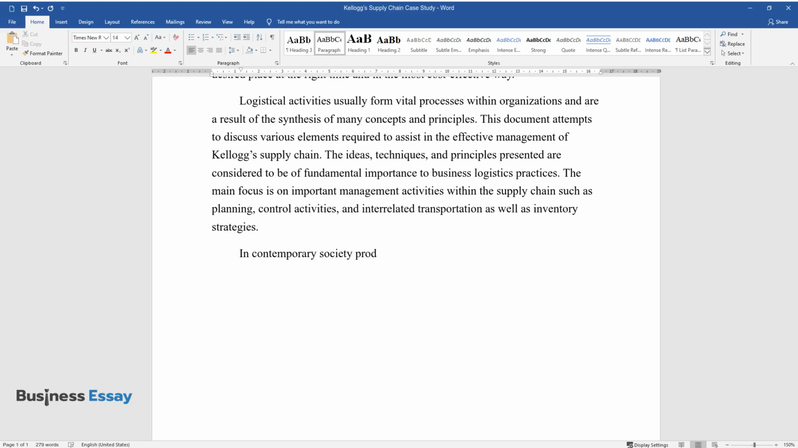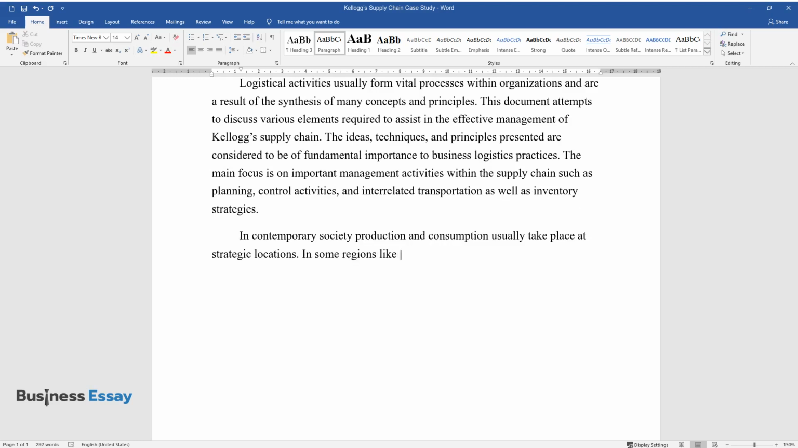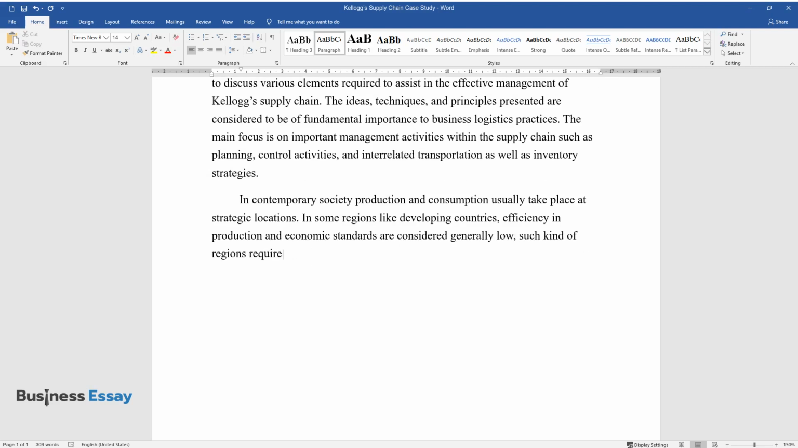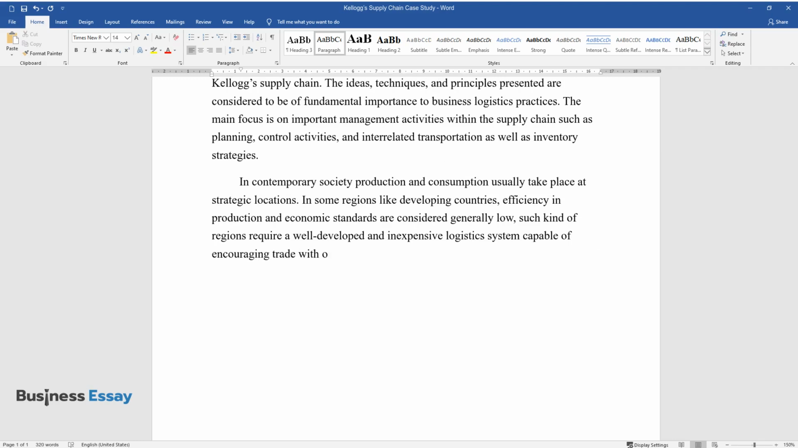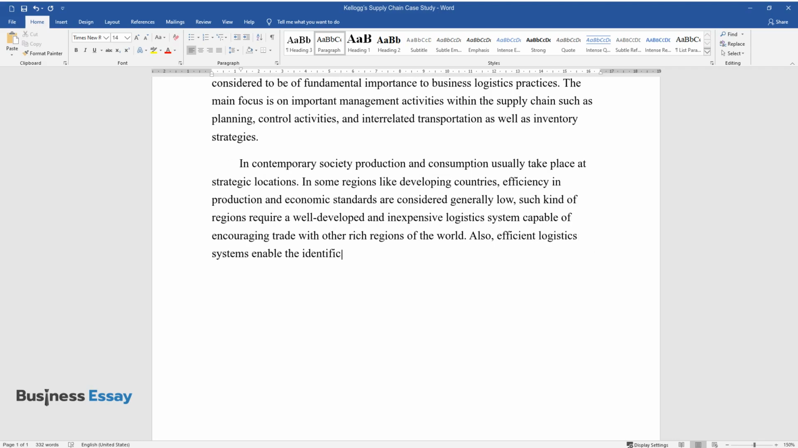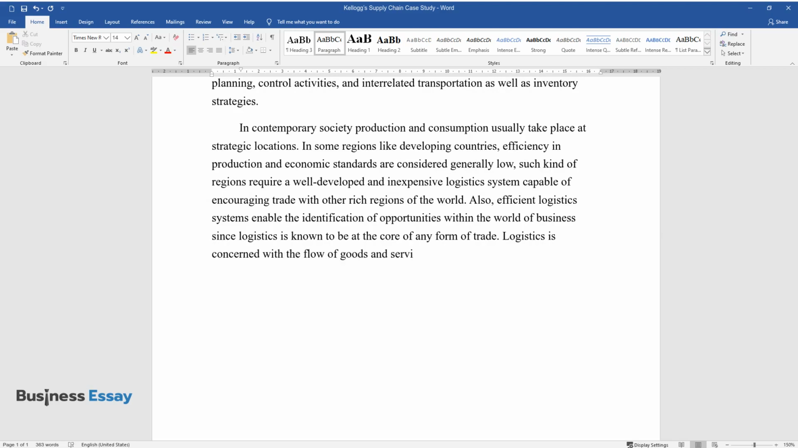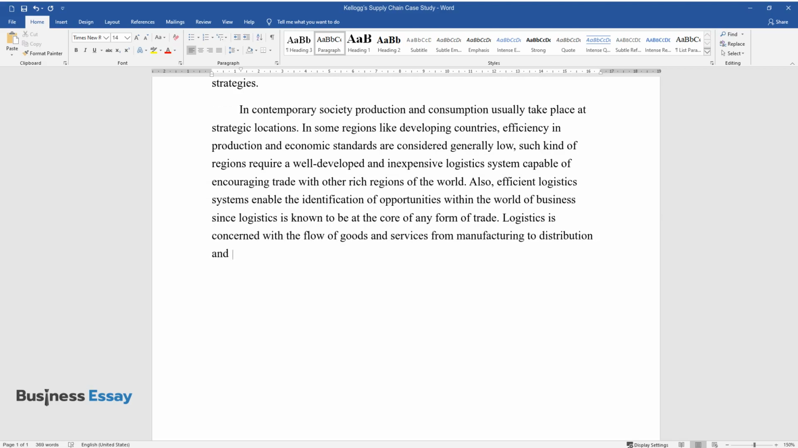In contemporary society, production and consumption usually take place at strategic locations. In some regions, like developing countries, efficiency in production and economic standards are considered generally low. Such kind of regions require a well-developed and inexpensive logistics system capable of encouraging trade with other rich regions of the world. Also, efficient logistics systems enable the identification of opportunities within the world of business, since logistics is known to be at the core of any form of trade. Logistics is concerned with the flow of goods and services from manufacturing to distribution and finally consumption.